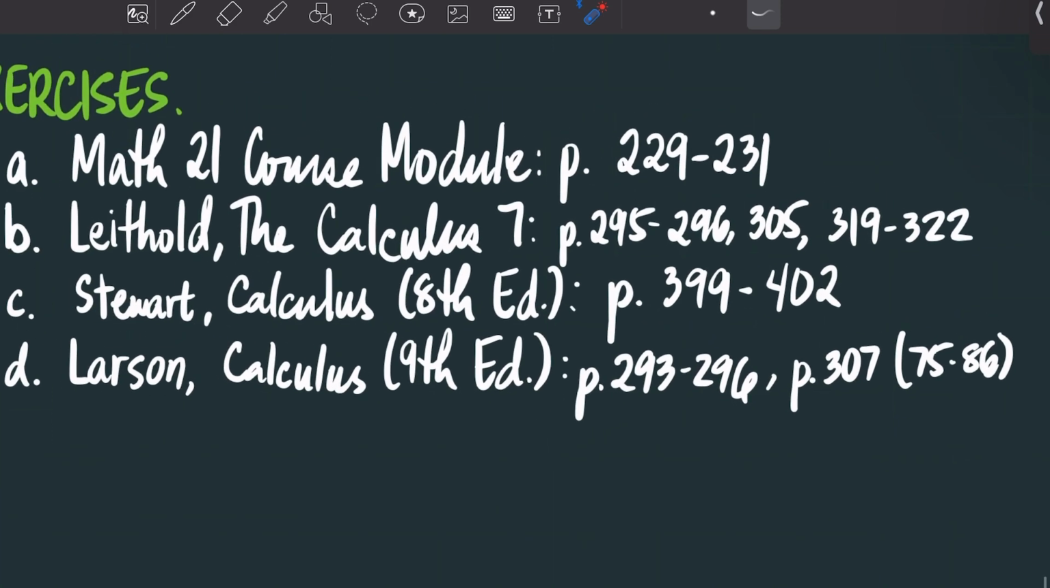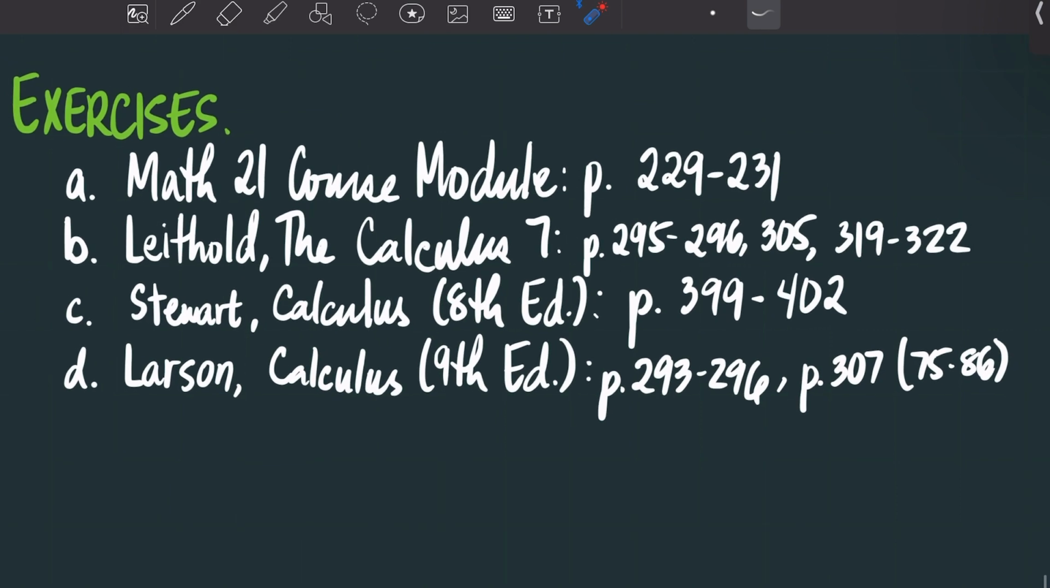Then for some exercises, if you want to practice more about definite integrals, you can check the following. So, Math 21 course module, yung TC7 ni Lighthold, Calculus by Stewart, Calculus by Larson. Magaganda yung exercises nila dyan.